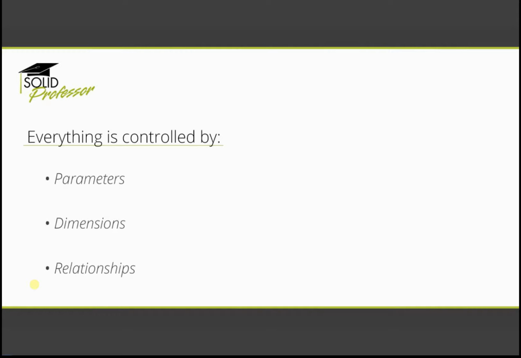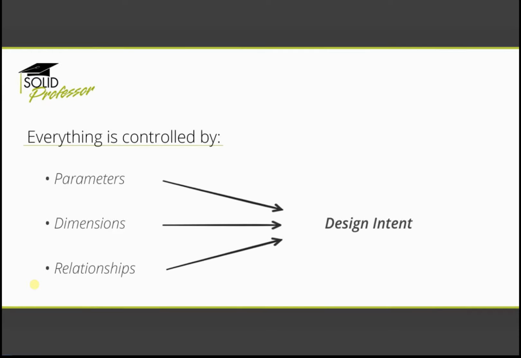You actually get much more power and flexibility when using the parametric system. The parameters and relationships you set up allow you to have control over something called design intent. The term design intent basically describes the way your design will behave depending on the way you use parameters, such as dimensions and relationships to design it.